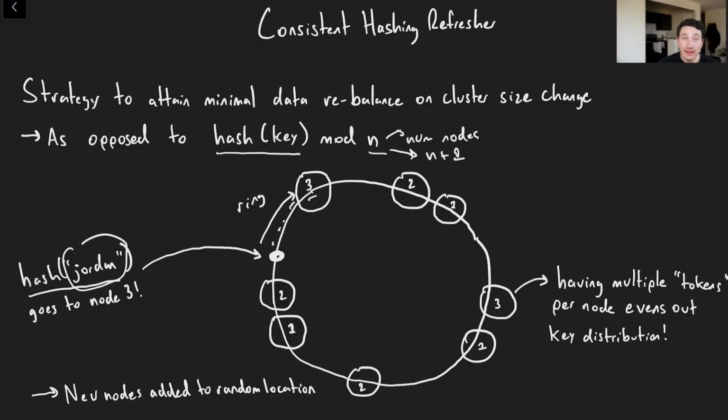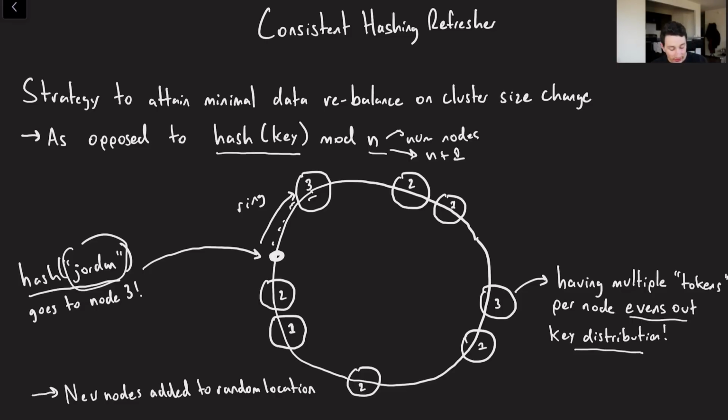Basically we take these things called tokens for every single node, we place them randomly on the ring, and that allows us to split up our key set. You might say, well, if we just have one token per node, we're going to have a pretty skewed distribution. But if you have multiple or even randomly placed tokens per node, this more so evens out the key distribution.